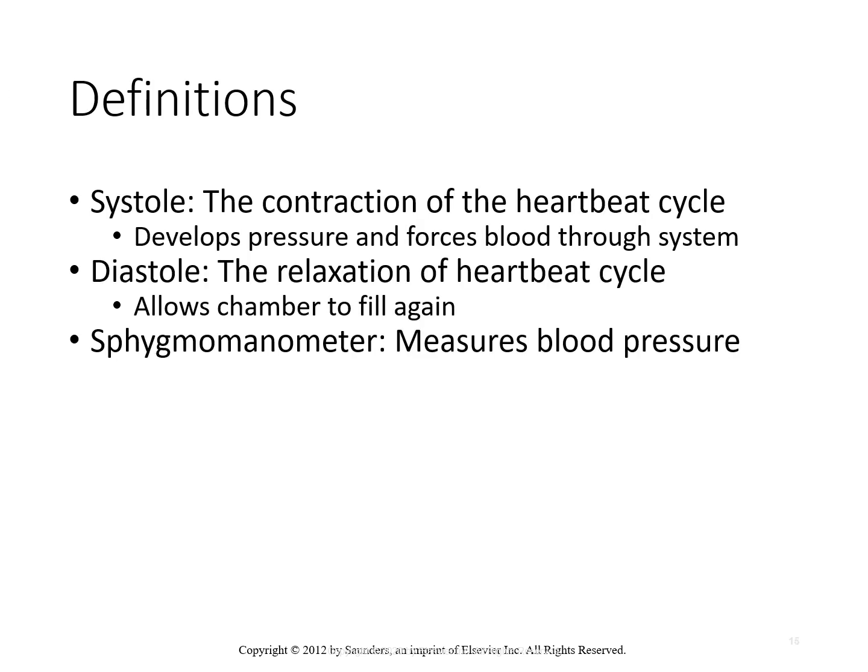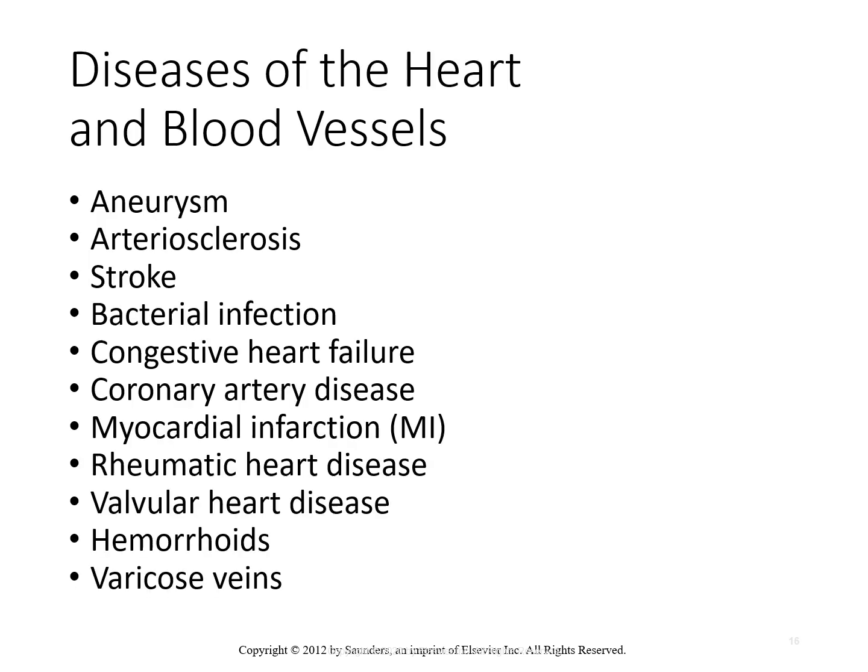So blood pressure, back to that, will differ markedly at different points in the circulatory system. So we have some definitions for you for blood pressure. We have the systole, which is the contraction of the heartbeat cycle that develops pressure and forces blood through the system. Then you have the diastole, and that's the relaxation of the heartbeat cycle, which allows the chamber of the heart to fill with blood again. And then the blood pressure cuff measures the blood pressure.